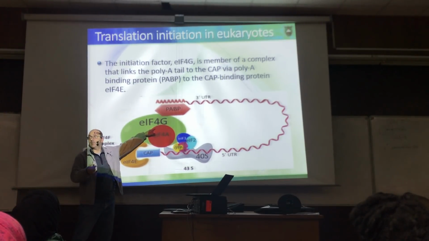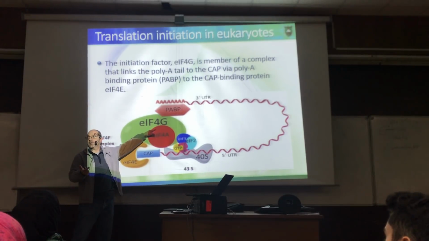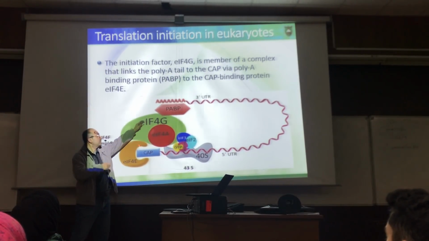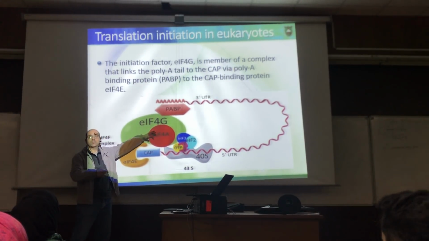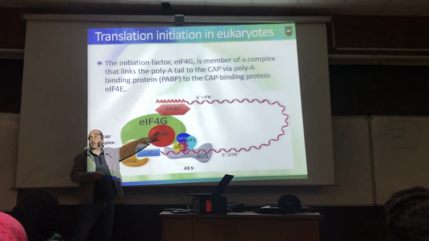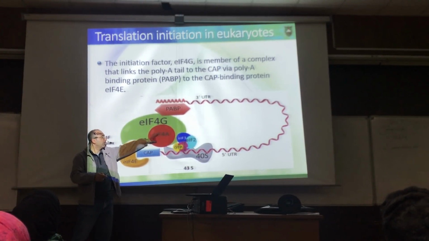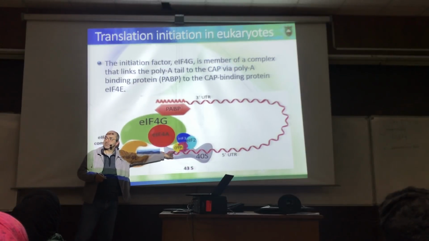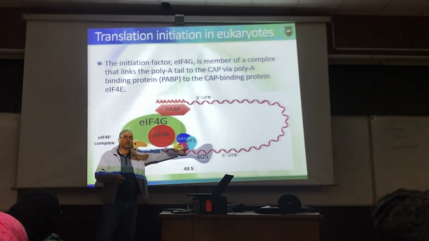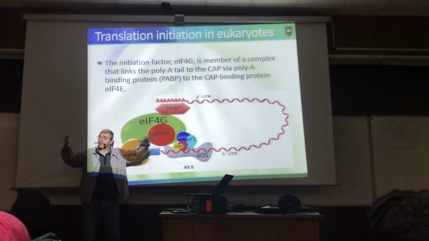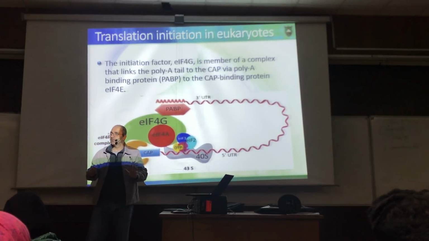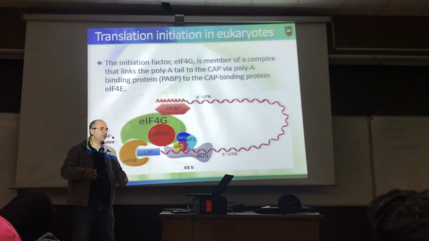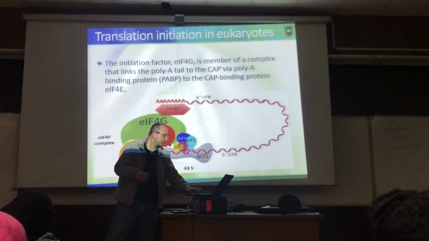Now what exactly happens? I don't know, and I don't think that anyone knows. Why is it important that you have the formation of all of this complex of proteins? I don't know, but it seems it attracts the large ribosomal subunit, because you have the small ribosomal subunit only. Okay, so it brings the large ribosomal subunit, activating translation.